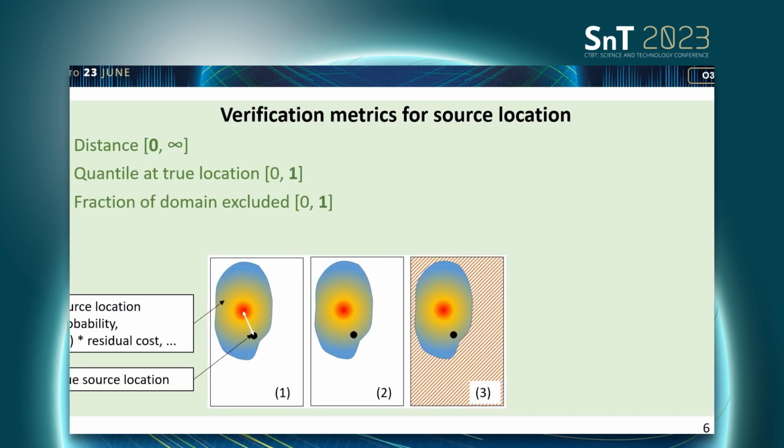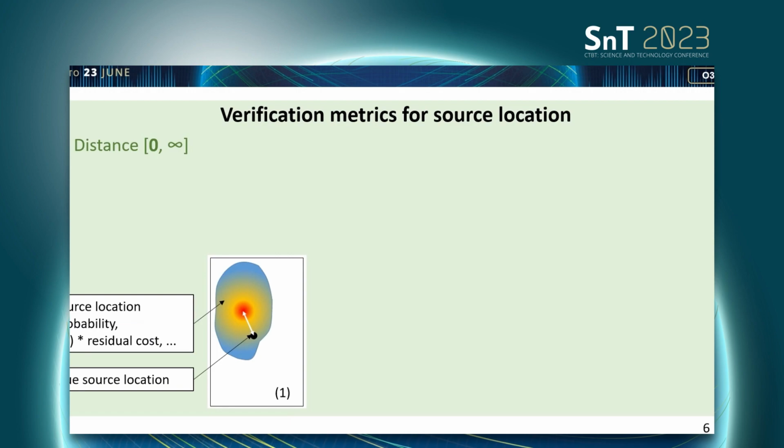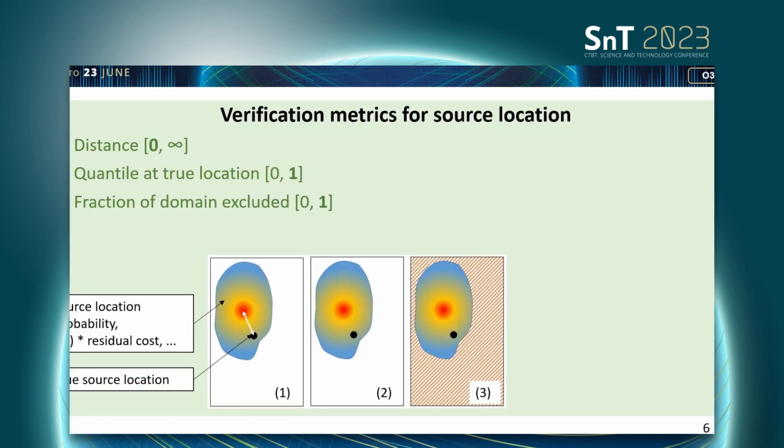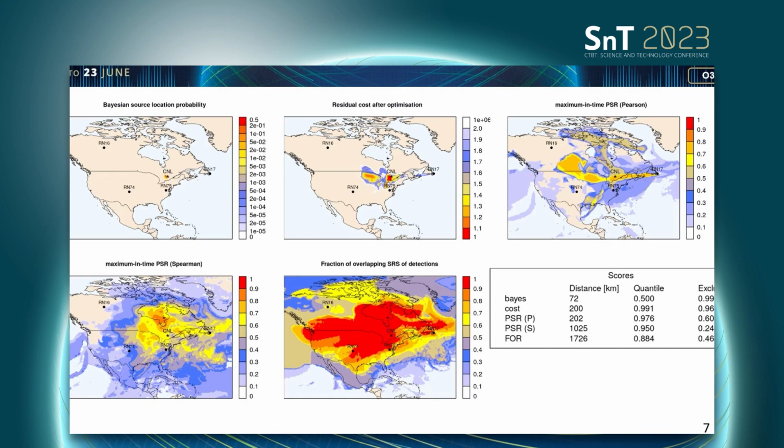I just want to highlight that the Bayesian method is the only one that infers the source location, while the other methods are applied for each grid box. So there is some inherent difference there. Let me go back. And then finally, if we look at the fraction of domain that can be excluded, this is very high for the Bayesian approach and the cost function approach, but not so high for the other three methods.